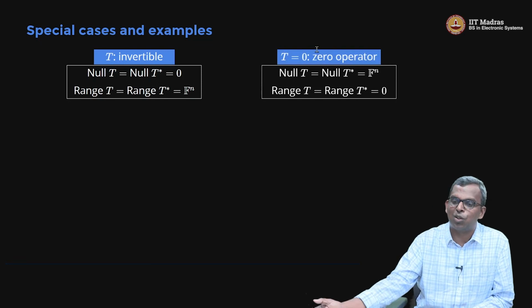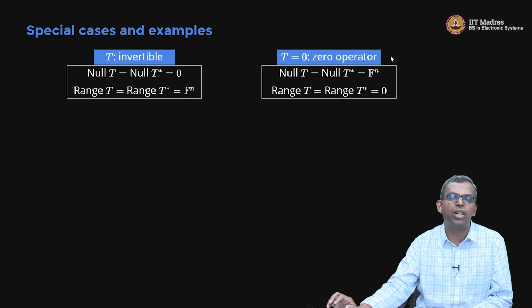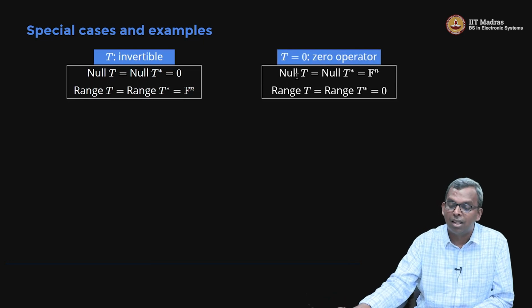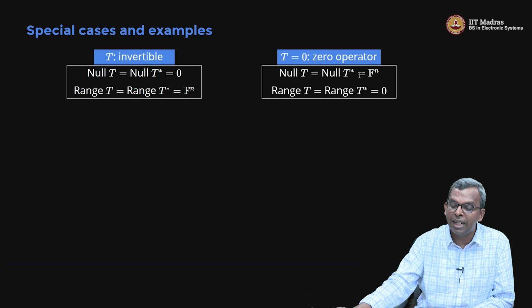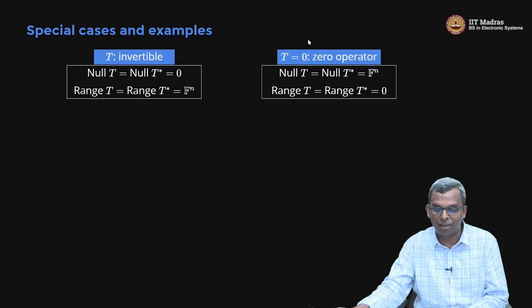The other very trivial operator is T equal to 0, which is the 0 operator. For everything you said 0, right? So that's what it is. In that case, null T and null T star will become Fn, range T and range T star will become 0. Okay, it's easy enough to see.